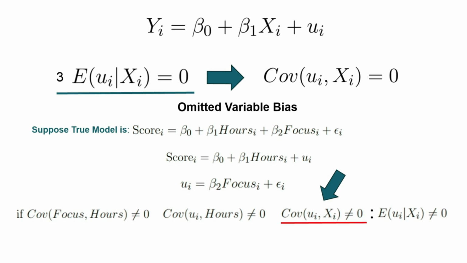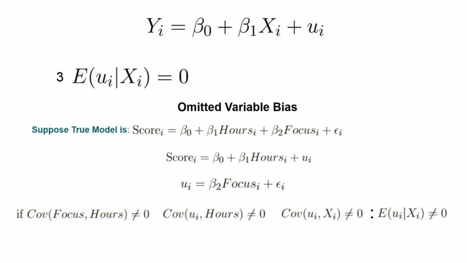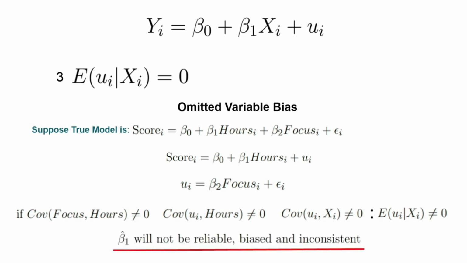So then what is the consequence of all of this? Well, in our setting where the variable focus was omitted from our analysis, and also assuming that there is some correlation between the two variables focus and our studied, then beta 1 hat would not be reliable, meaning it's going to be biased and inconsistent. So that is the consequence.